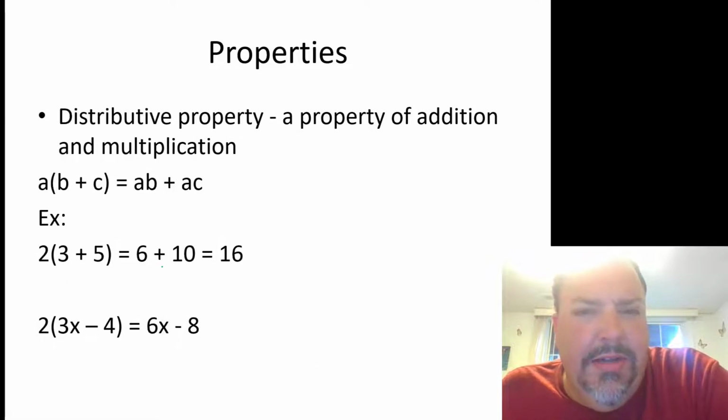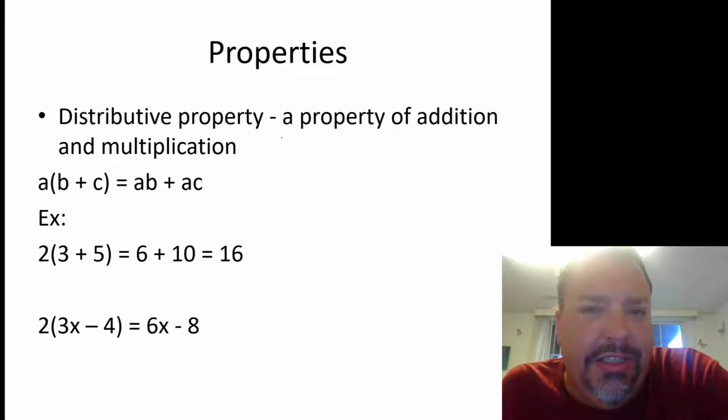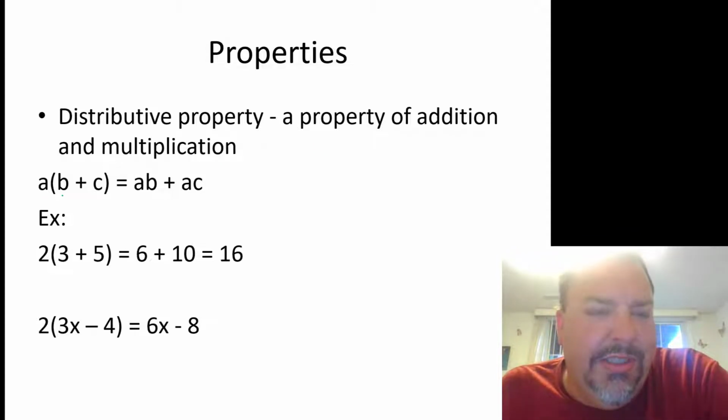And the last final property, probably the most important, is the distributive property. And we're going to be using this quite a bit to simplify expressions. So this is a property of both addition and multiplication. We can write this as A times the quantity of B plus C. And that means we're going to distribute the A is going to get multiplied by the first term, A times B. And then we're going to add on A times C.